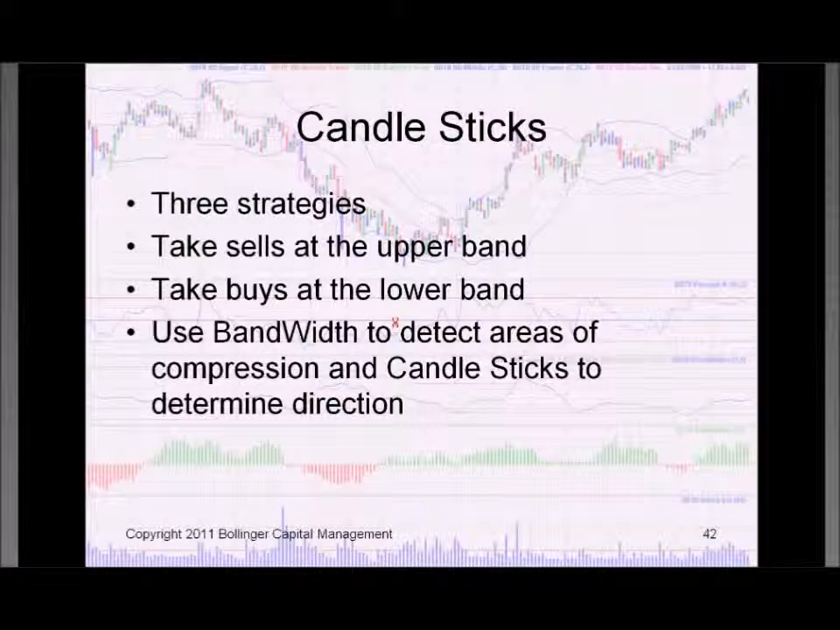So three strategies that I suggest for you employing Bollinger Bands and candlesticks. One, take sells at the upper band. Two, take buys at the lower band. And third, one that we haven't talked about yet, which I think is very powerful and very useful, is use bandwidth to detect areas of compression and then use your candlestick patterns to determine the direction of the probable breakout and take a position early on in the process of the squeeze.